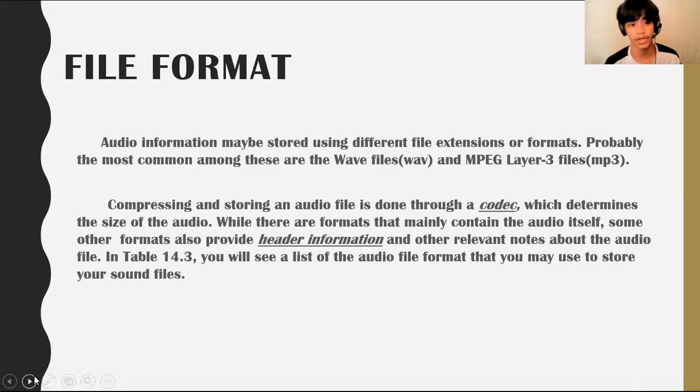First, what is file format? Audio information may be stored using different file extensions or formats. Probably the most common among these are the WAV files or WAV, and MPEG layer 3 files or MP3. Compressing and storing an audio file is done through a codec, which determines the size of the audio, while there are formats that mainly contain the audio itself. Some other formats also provide header information and other relevant notes about the audio files.